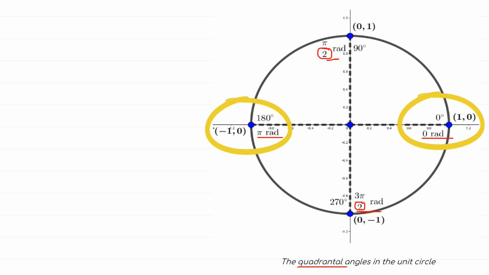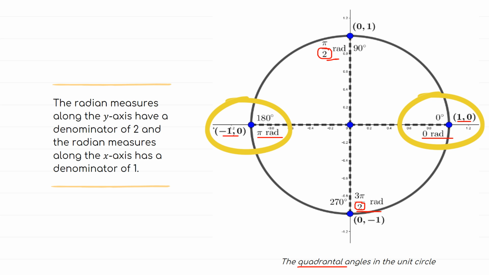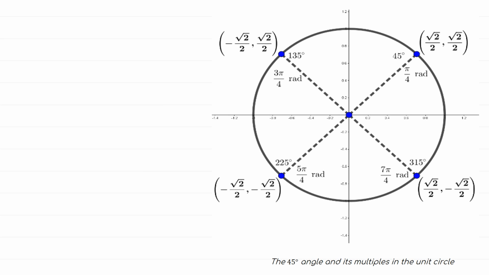And take a look at the coefficients. That's negative 1, 0, and positive 1, 0. So in short, yung radian measures natin dito, may denominator na 2 sa y-axis, and kapag sa x-axis, may denominator na 1.